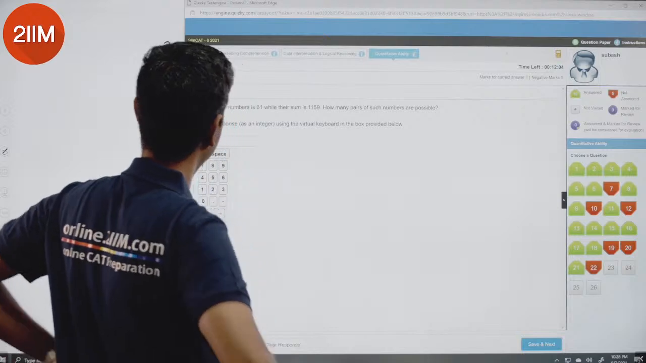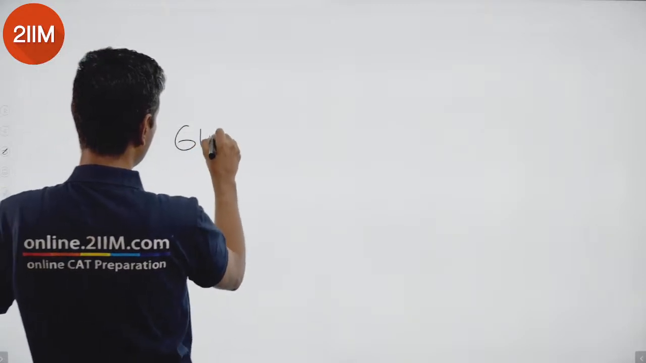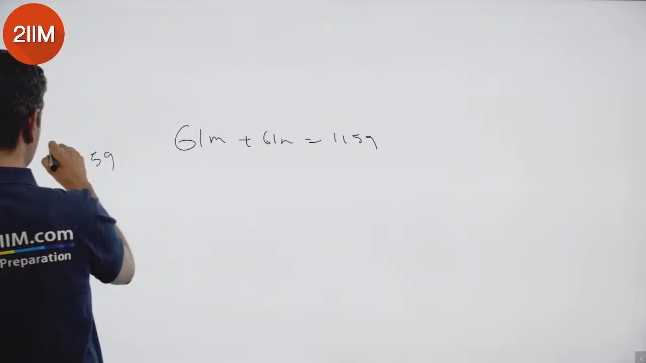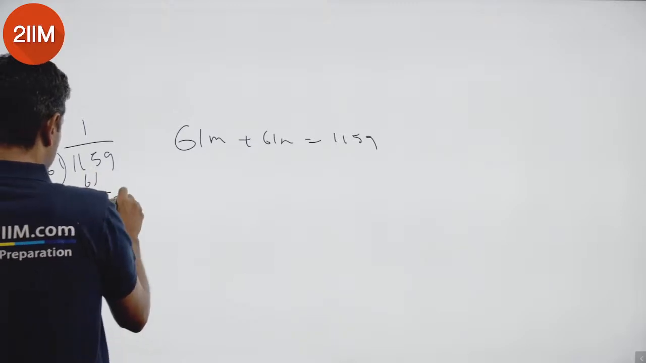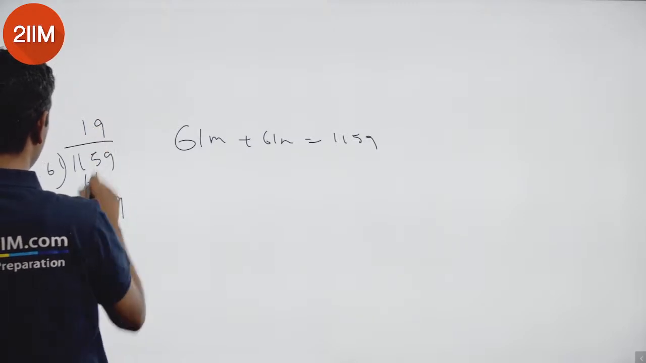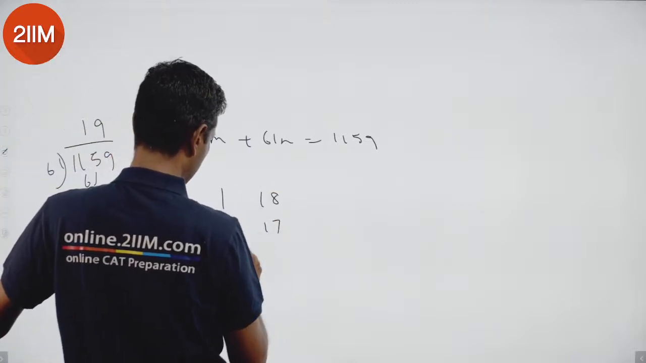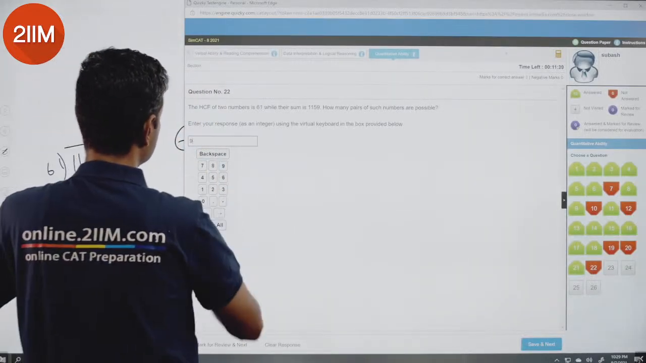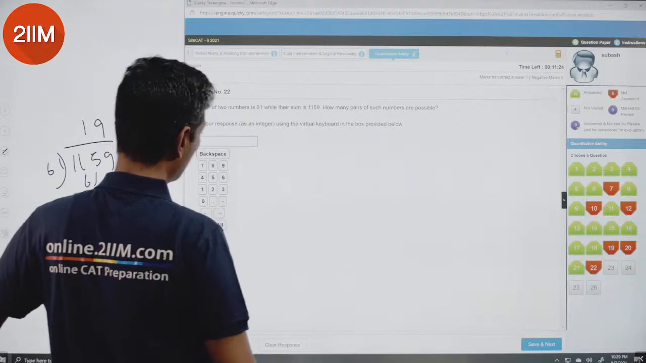Good. HCF of two numbers is 61. Their sum is 1159. I know this. I did this today. 61m plus 61n is 1159. Take this 1159, divide by 61, it goes 19 times. So m and n add up to 19: 1 and 18, 2 and 17, all the way till 9 and 10, 9 pairs. They should have given something where m and n sum shouldn't have been 19. Otherwise, the co-prime idea doesn't come in at all.